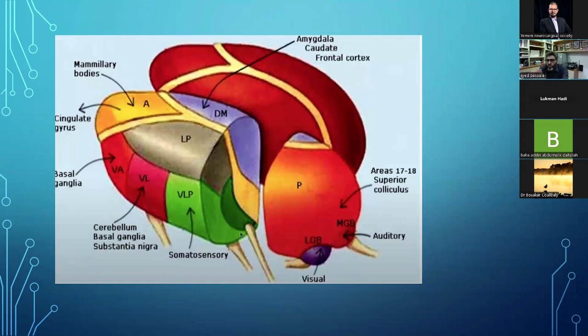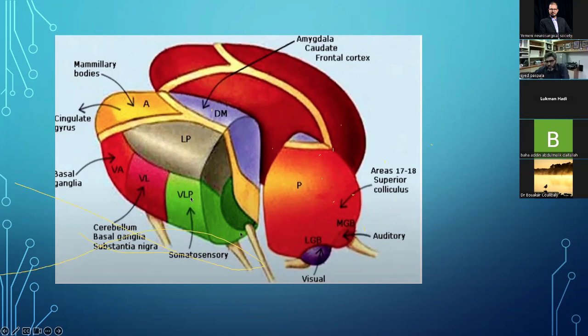We have gone through a lot of connections. As I told you, the thalamus has thousands and thousands of connections with various parts of the brain. But just summarizing what is most important from the neurosurgeon's point of view, particularly neurosurgeons working in the field of functional neurosurgery: the anterior nucleus has afferents from the mammillary bodies and efferents to the cingulate gyrus, and the ventral anterior is connected with the basal ganglia, and the ventrolateral nucleus is connected with the cerebellum, basal ganglia, and substantia nigra.